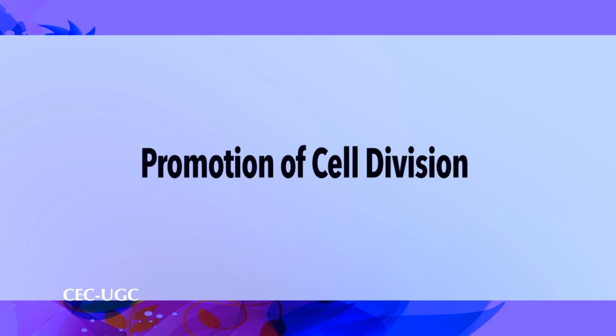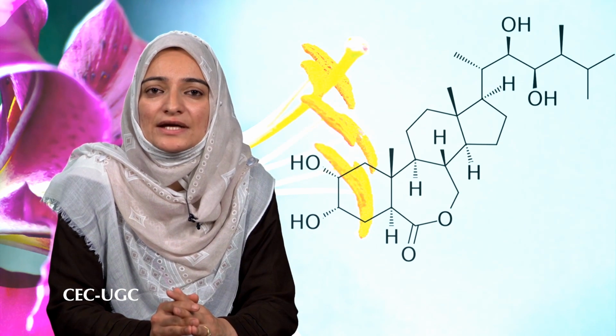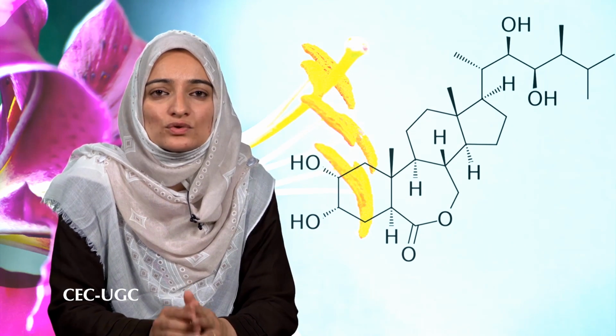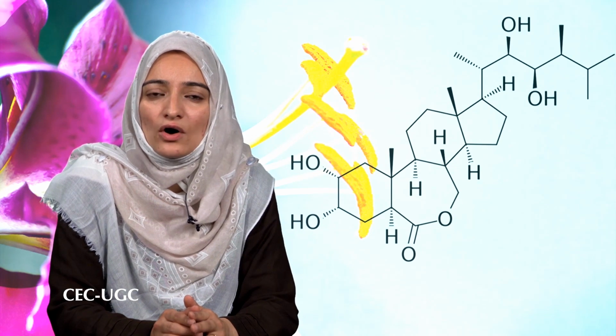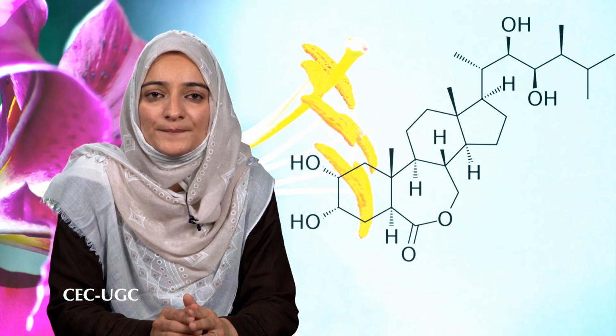Next is promotion of cell division. Nanomolar concentrations of brassinolide resulted in significant increases in cell numbers in Helianthus tuberosus, indicating a role for brassinosteroids in cell division. Homobrassinolide is also reported to increase the cell division in barley.